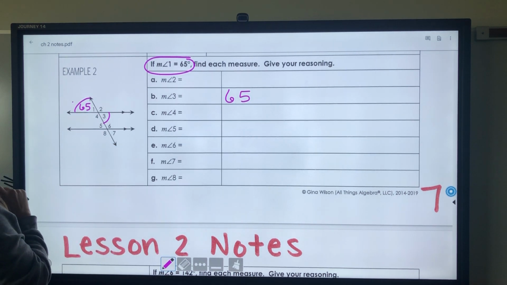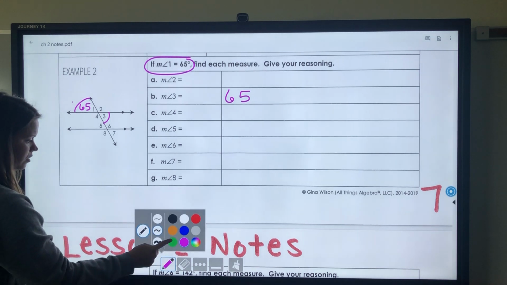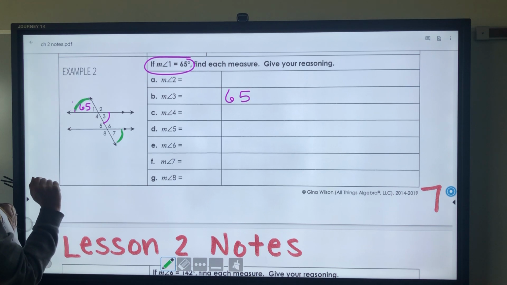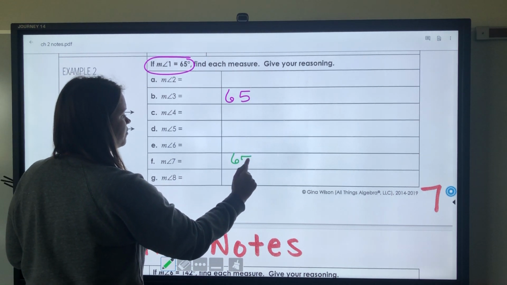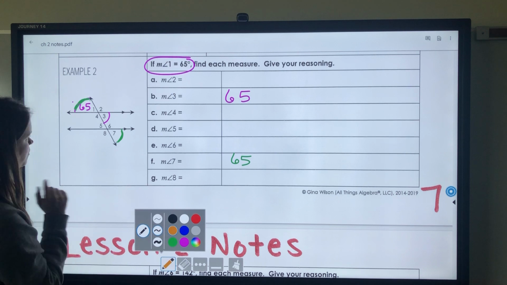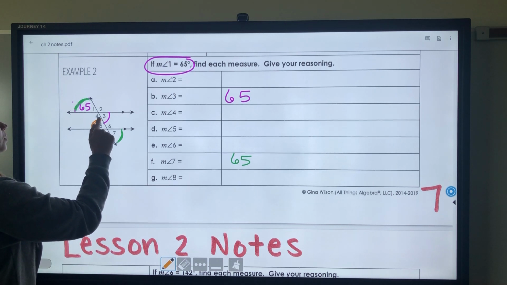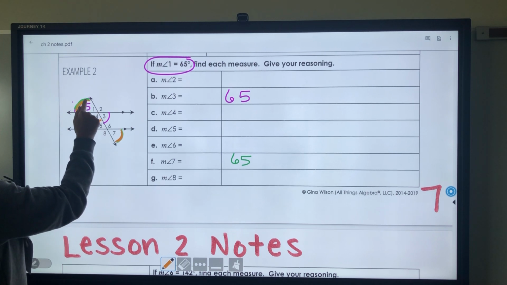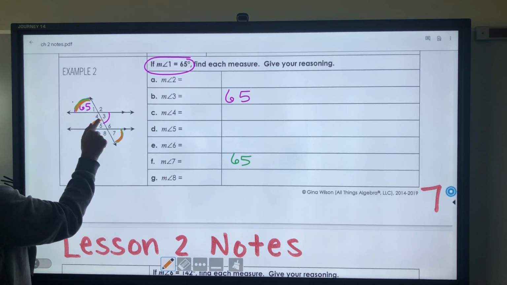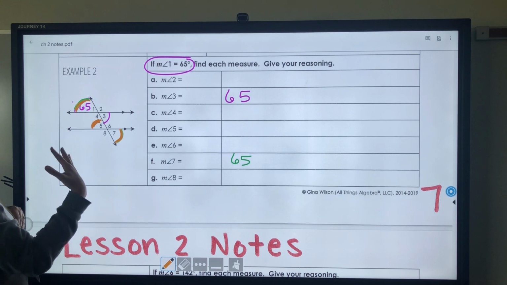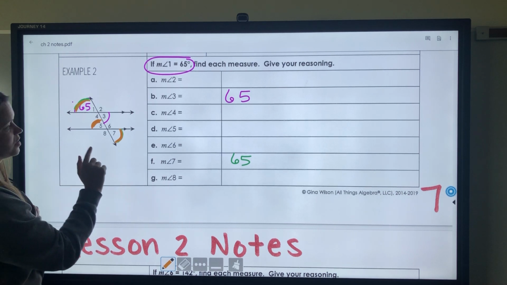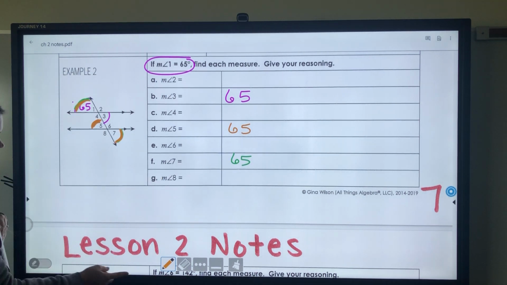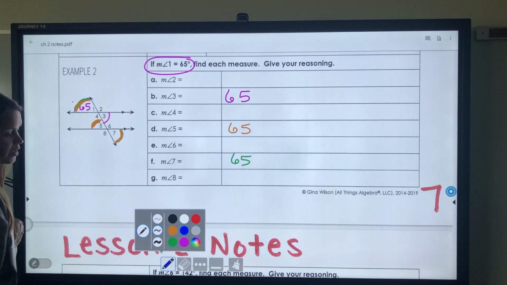Now look at angle 7. 7 and 65 are alternate exteriors, so you know that's also 65. And now look at angle 5. And you could look at 2 things. Angle 5 and this angle are corresponding, or angle 5 and angle 7 are vertical. There's a lot of different reasons that this is going to be 65. Depends on which angle you're comparing it to. Okay, so everything else is going to be supplementary to that.